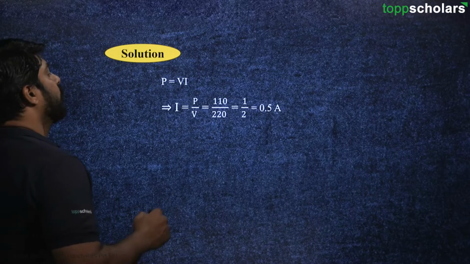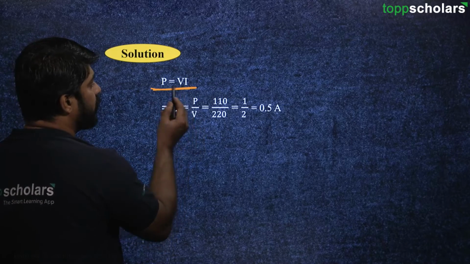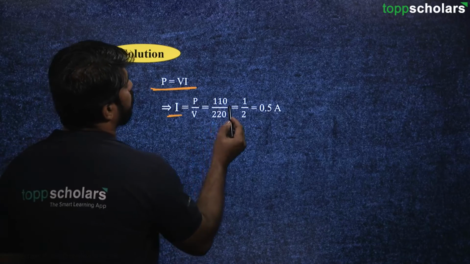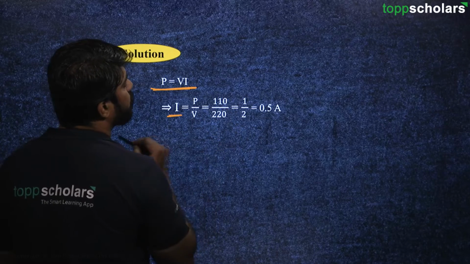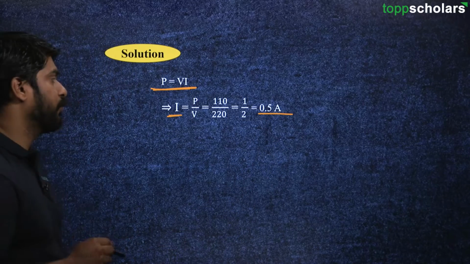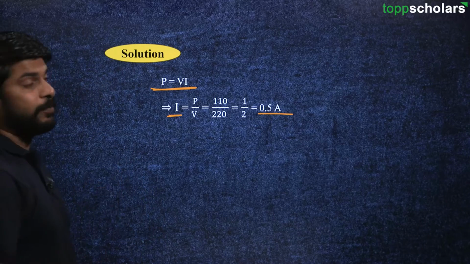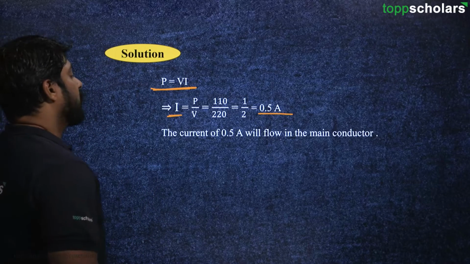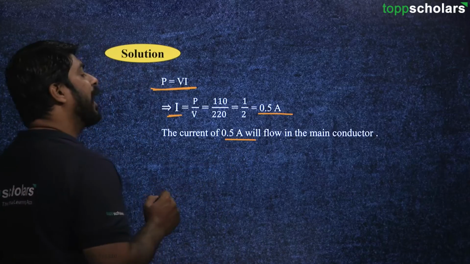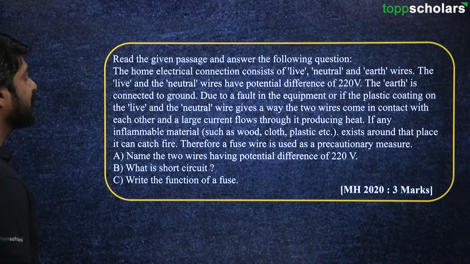Now, from here we can calculate I is equal to P upon V by arranging this equation. So, P is 110 and V is 220, which is nothing but 1 upon 2, that means 0.5 amperes. So, the answer for this question is 0.5 amperes. The current 0.5 ampere will flow in the main conductor. Moving on to the next question.